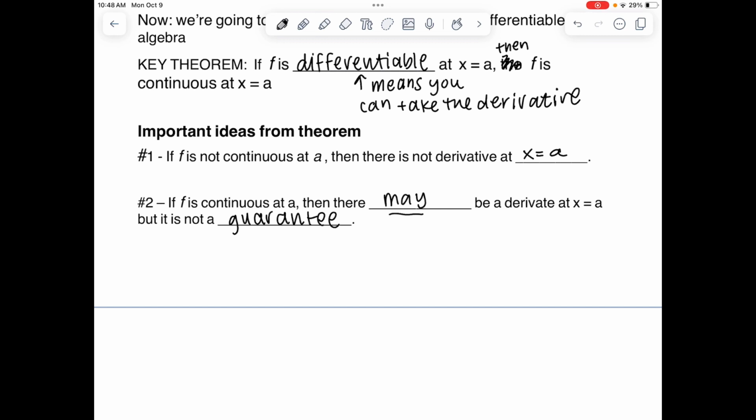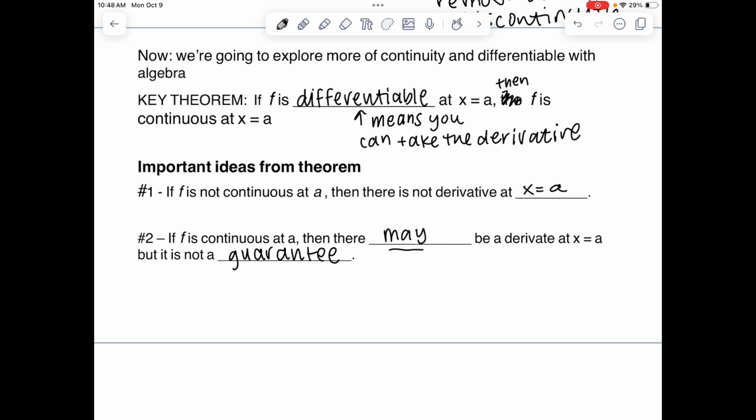And the reason this is so important is because of things like the intermediate value theorem, or later we're going to talk about the extreme value theorem. There's also something called the mean value theorem. All of these theorems, you need to know whether something's continuous and differentiable for them to work. And so that's why the connection between these two things is so important.